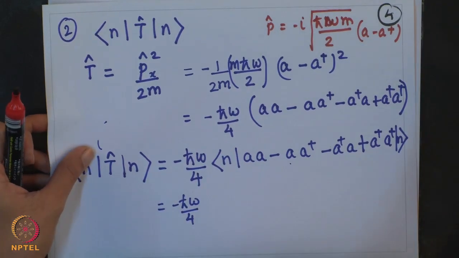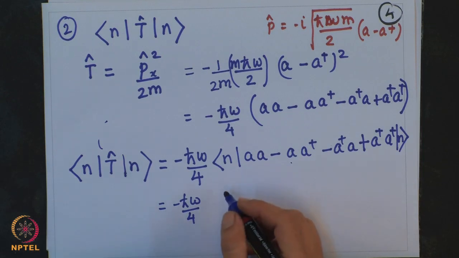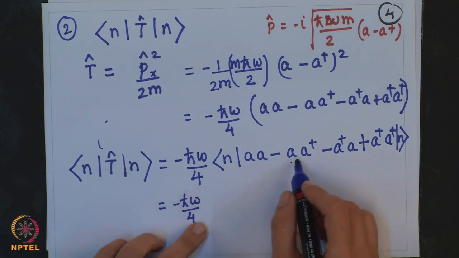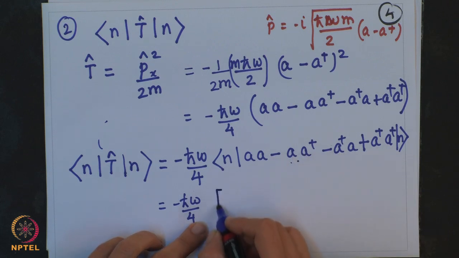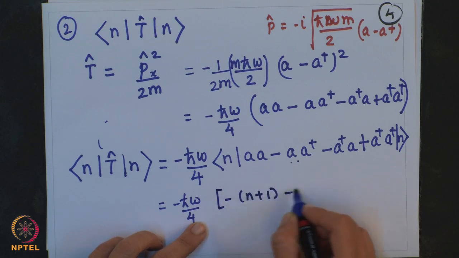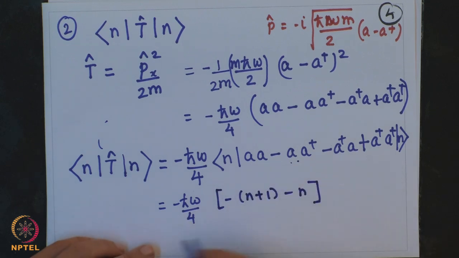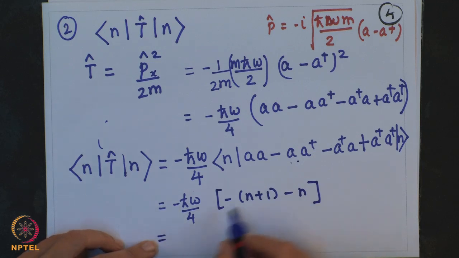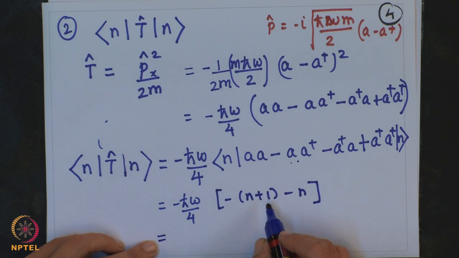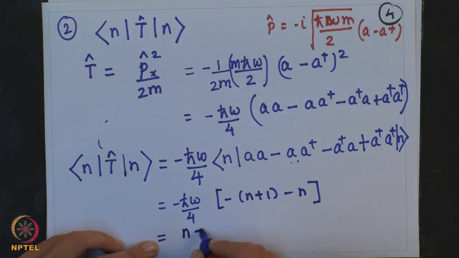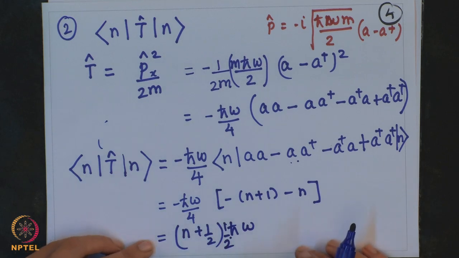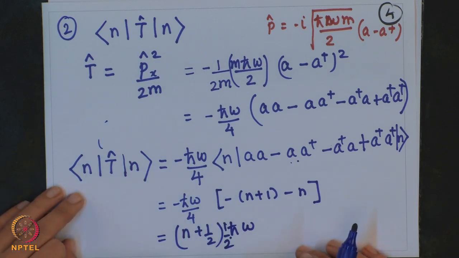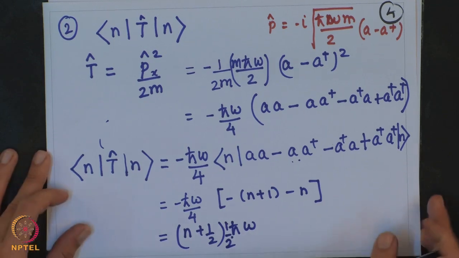So, let us rewrite this. What do I obtain here is this term gave me n plus 1. So, I have minus n plus 1, minus n plus 1, minus n, this is what I had, and I can rewrite this as 2n plus 1. I can write this as n plus half. I just want to write it in some known form. This is what I obtain for the kinetic energy operator.